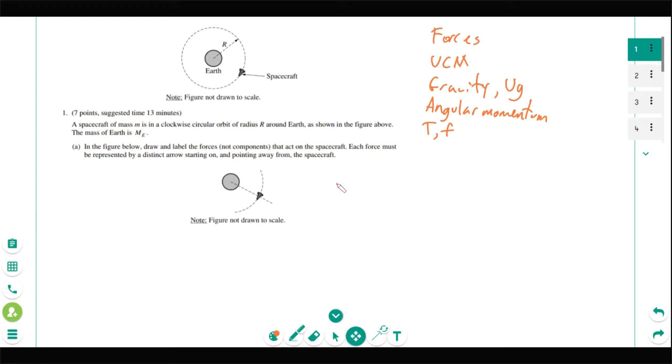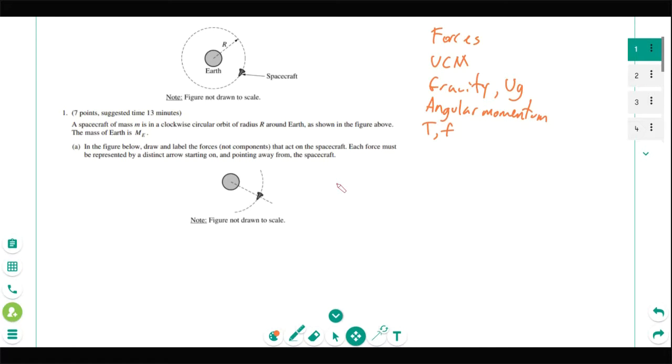So I noticed we have a planet or a spacecraft going around the planet. That to me says forces. They mentioned the word circle, so I pulled up circular motion. A lot of times when we're doing this, we're talking about gravity. We're talking maybe about potential energy on a universe sort of scale. We might be talking about angular momentum if we're changing our orbit a little bit. Periods, frequencies, that sort of stuff. Those are kind of all the things that we're looking at potentially using in here.